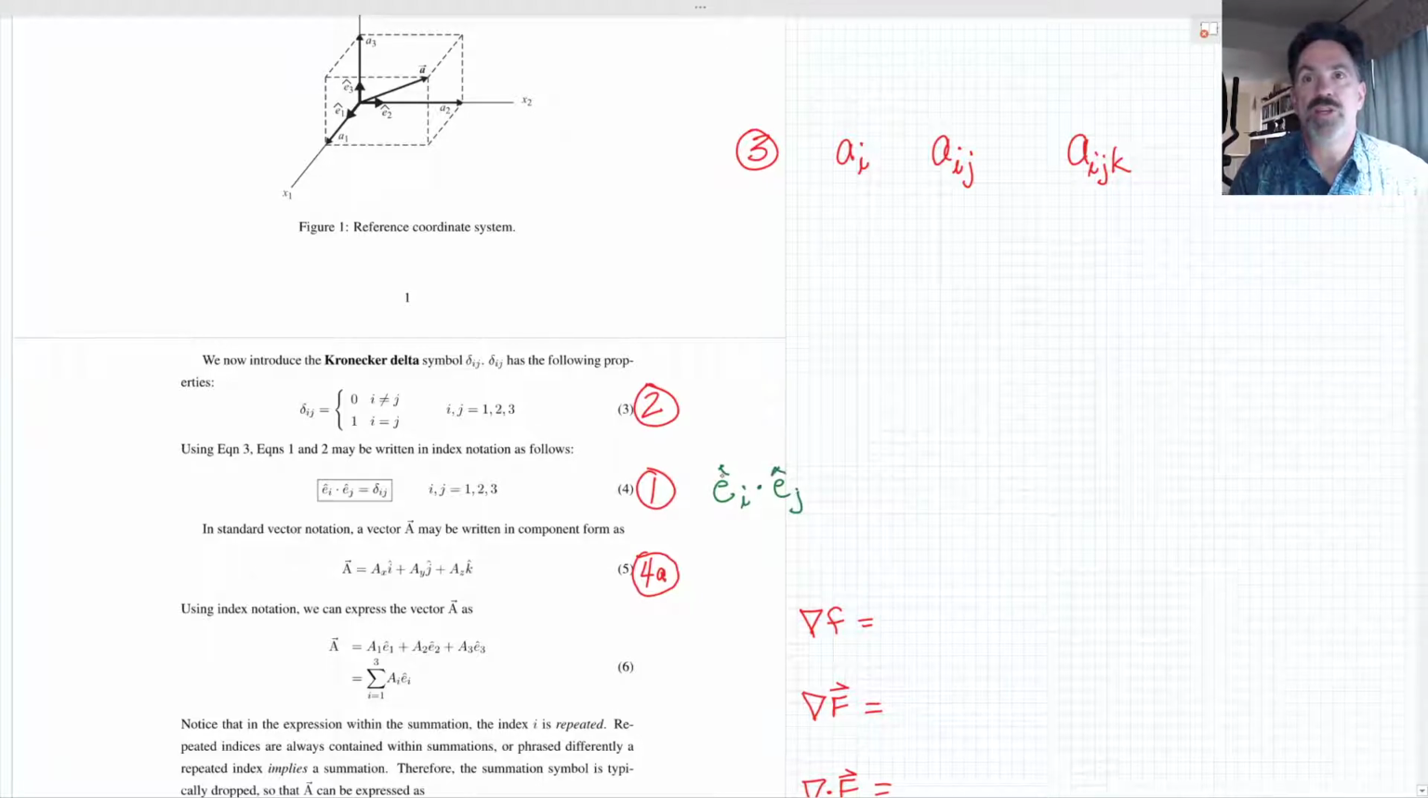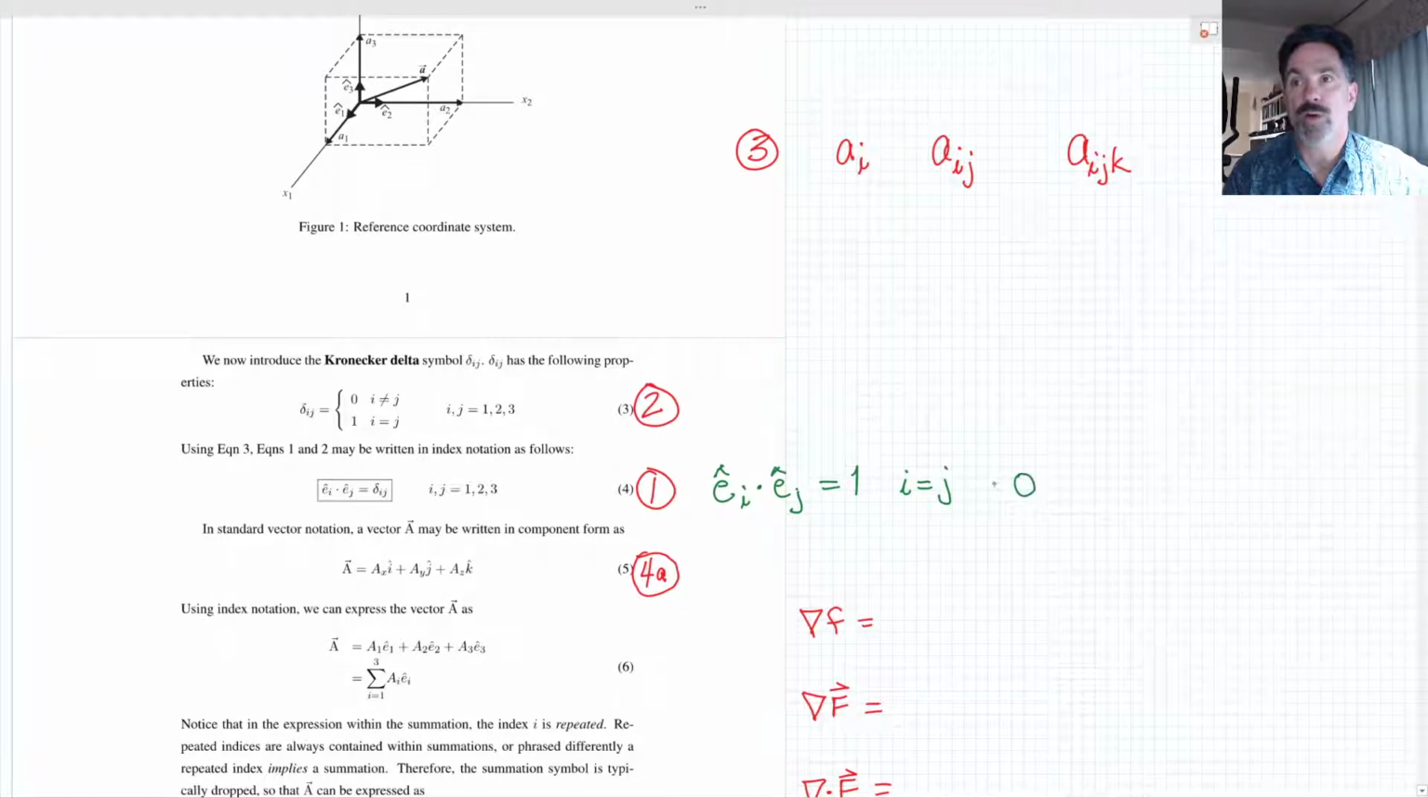And from the definition of dot product, what we realize is the only way that this is non-zero, so this is equal to 1, is whenever i is equal to j, and it's 0 otherwise. Right? So this thing's equal to 0 otherwise. So I'm not using strict mathematical notation here. I'm just trying to provide you with some insight into what's going on.